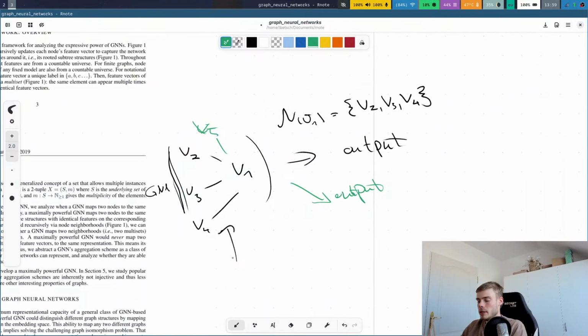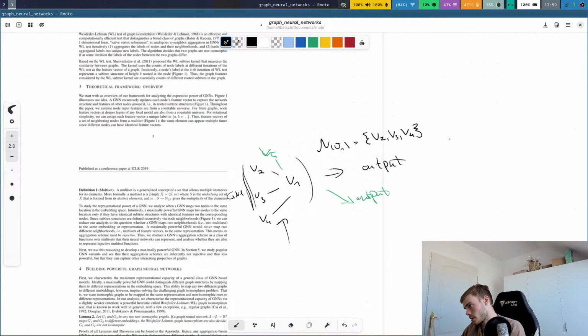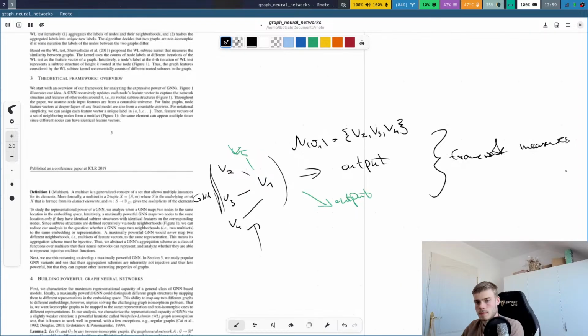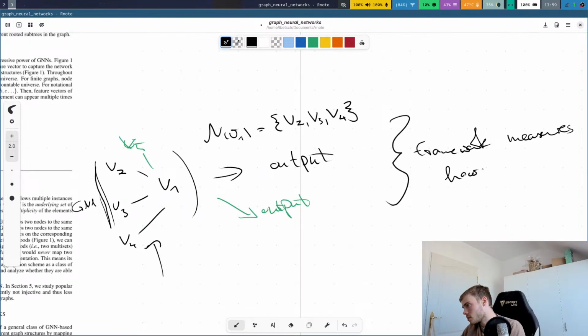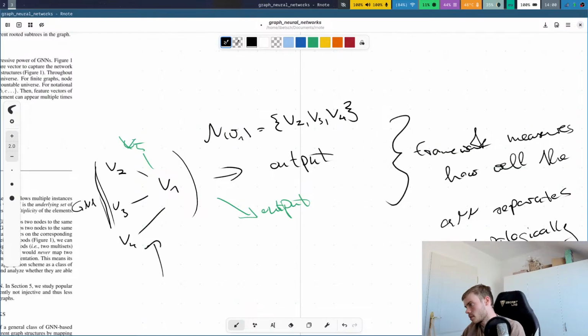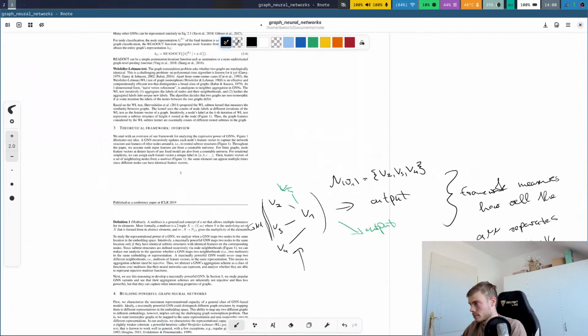Okay, so the expressive framework measures how well the GNN separates two topologically different graphs. Okay.